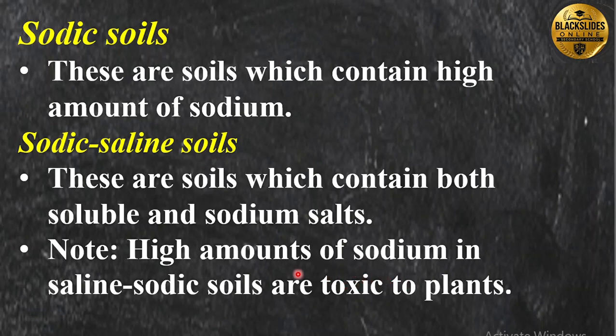Remember that during osmosis, water moves from the plant tissue or cells to a region of high solute concentration, which will cause the plants to die. So based on soil salinity, we have three types of soils, namely saline soils, sodic soils, and saline-sodic soils.